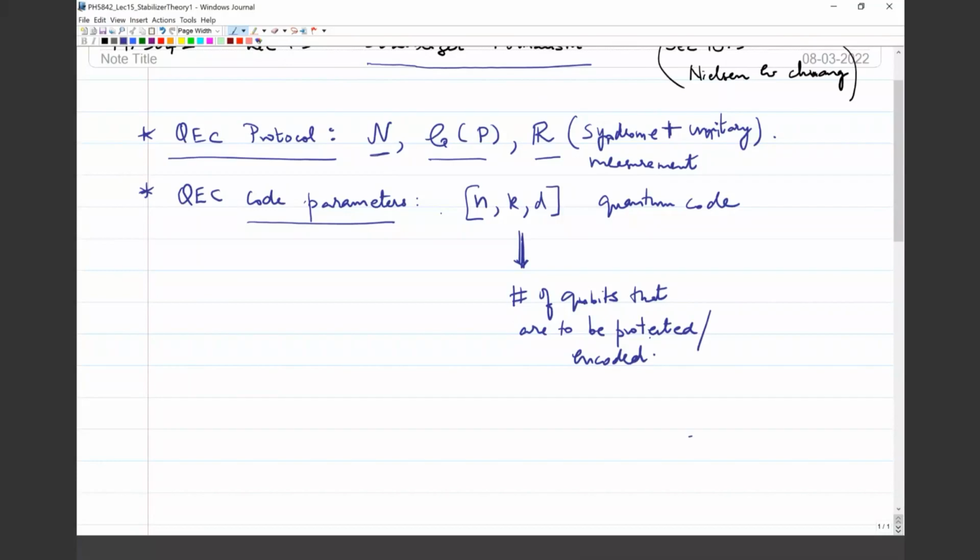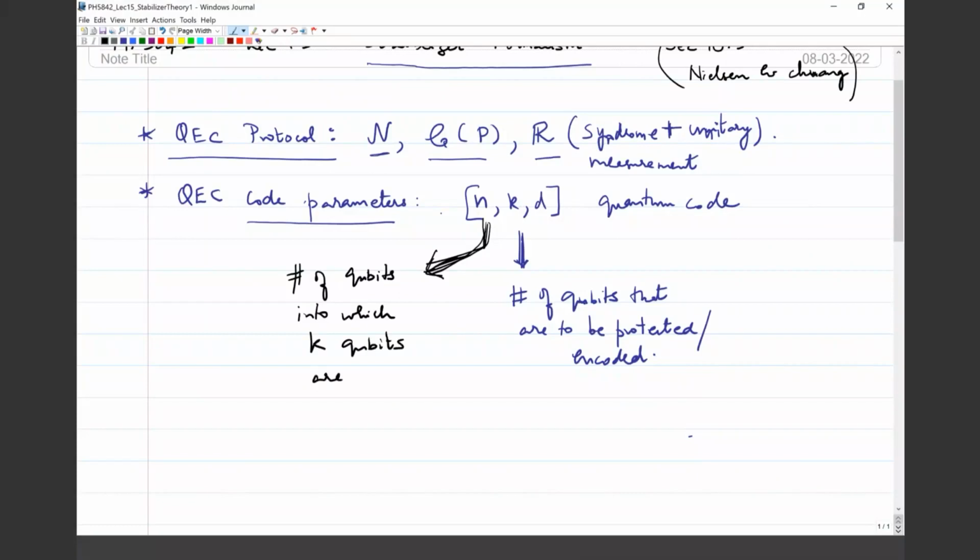The N describes the dimension of the space into which you are encoding. So this is the number of qubits into which k qubits are encoded.